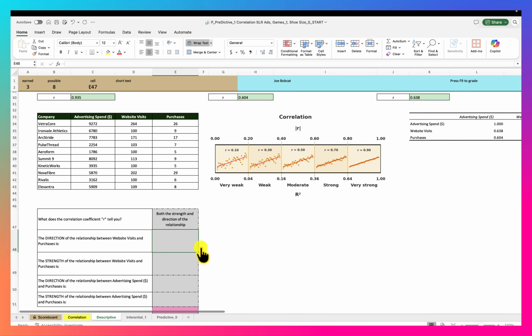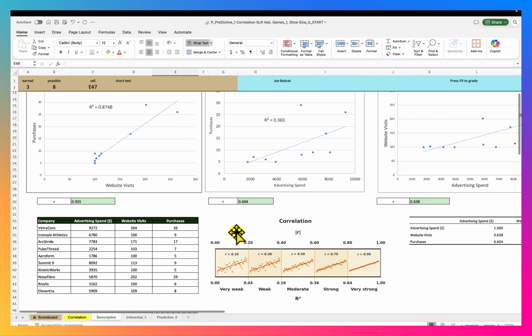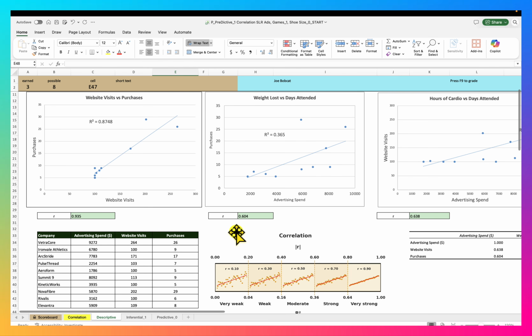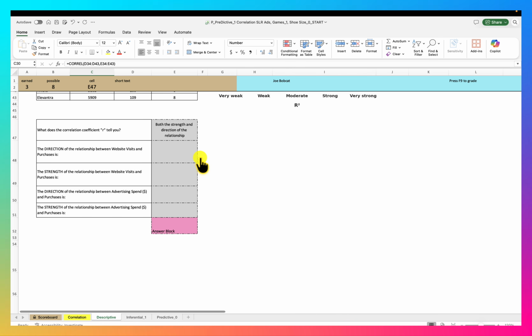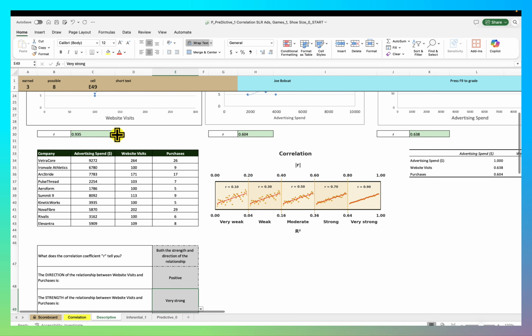The direction between website visits and purchases, right? So we can get that answer a couple of ways. Website visits and purchases, we can see that the line goes up, so that's definitely positive correlation. But we can also just look at the coefficient and see that it's a positive number. It's not negative, so it's positive correlation. The strength of the relationship is, as we just mentioned a little while ago, very strong at that 0.93 value. That's really, really strong.